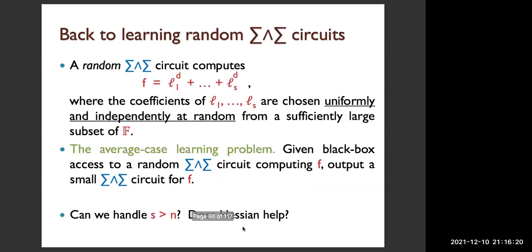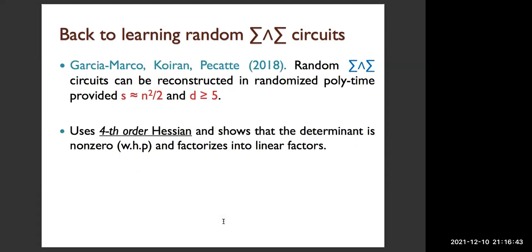Right. So with this, let me go back to the mainstream. Let me go back to learning random power-sum, depth 3 powering circuits, and ask ourselves: now that we solved the s less than n case, can we push it further? Does the Hessian help in solving the average case learning problem for s larger than n? It turns out you can, to some extent, for s up to n squared. There's a result which works with even more general versions of the Hessians, what are called fourth order Hessians, where you are taking fourth order derivatives.